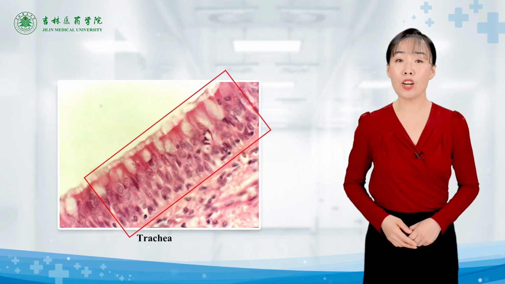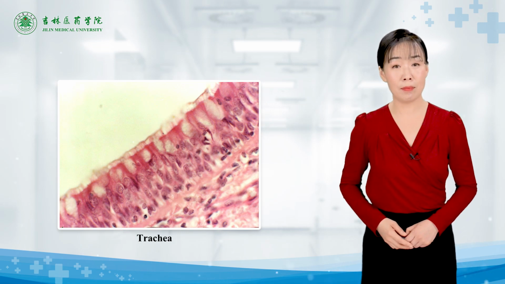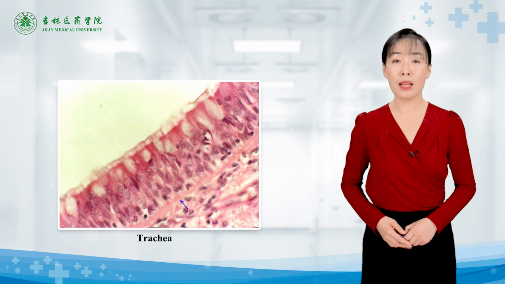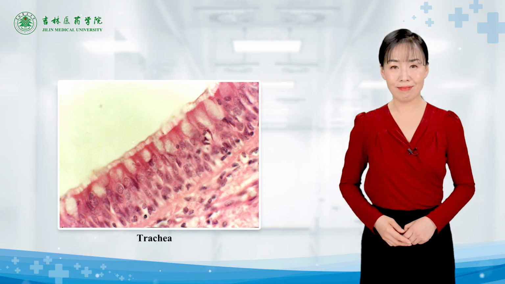This is the trachea. The red square shows the pseudostratified ciliated columnar epithelium. The arrow indicates the basement membrane, pink in color. Above is simple epithelium.